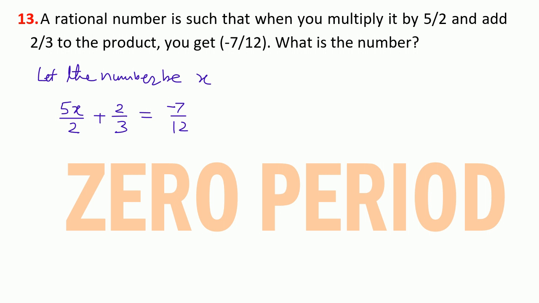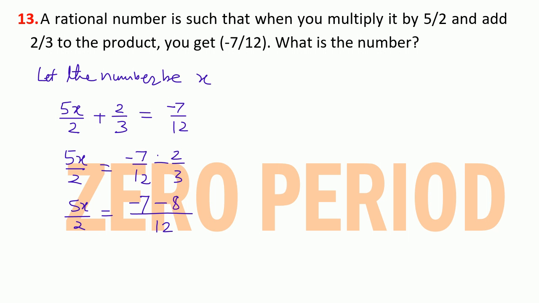Now here in this equation, 2 constants, 1 variable. The constant terms are 2 by 3 and minus 7 by 12. We need to take them together at one side. So 2 by 3 can be taken to the right hand side. It becomes minus 2 by 3. So then 5x by 2 is equal to, take the LCM of 12 and 3, it is 12, and this will be minus 7, 3 4s are 12, so 4 2s are 8.